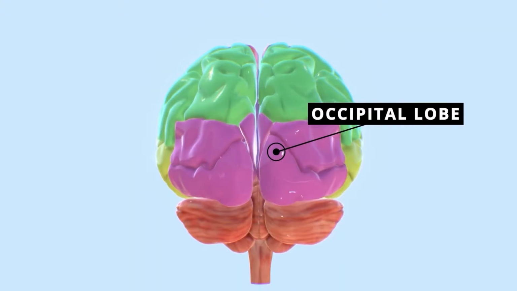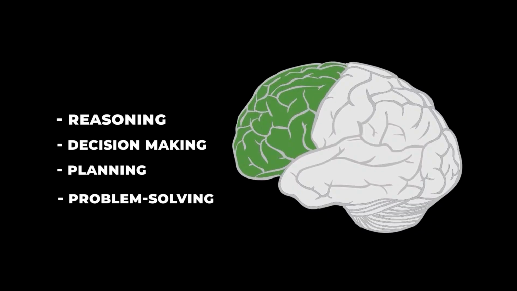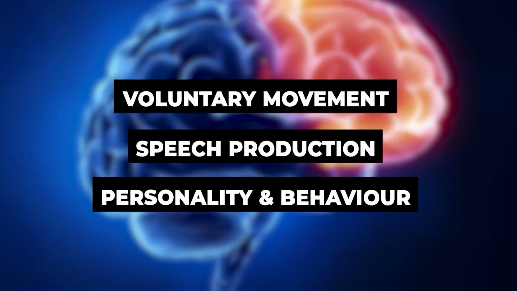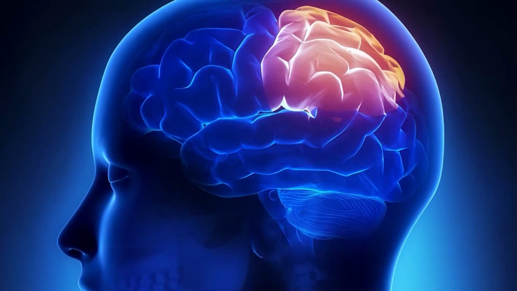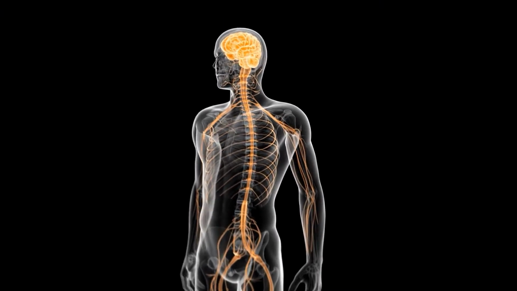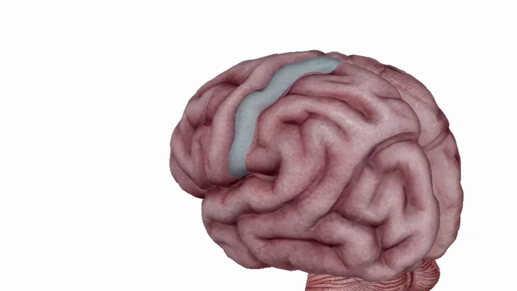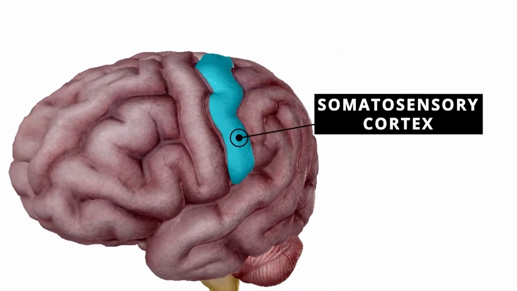Occipital lobe. Frontal lobe. Located at the front of the brain, it's responsible for executive functions such as reasoning, decision-making, planning, and problem-solving. It also oversees voluntary movement, speech production, and aspects of personality and behavior. Parietal lobe. Positioned behind the frontal lobe and above the temporal lobe, it processes sensory information from the body such as touch, taste, and spatial positioning. The somatosensory cortex, which maps tactile information from the body, is located in this lobe.